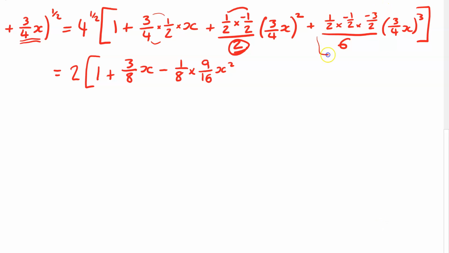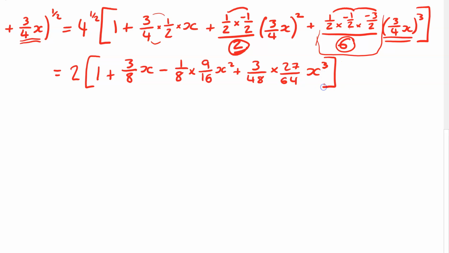Right, if I tidy this bit up, I've got a half times 3 over 2. So the top's going to be 1 times 1 times 3 is 3. And that's going to be positive because you've got 2 negatives. And then 2 times 2 times 2 is 8. And then divide that by 6 is going to be 48. Times, and if I cube this out, I'm going to get 27 over 64 x cubed.